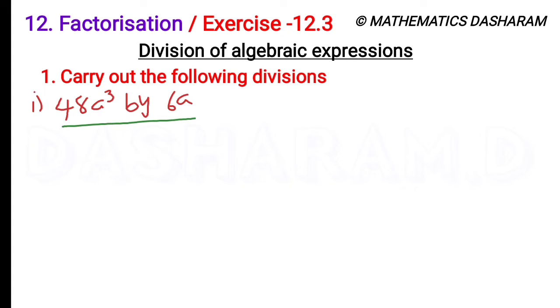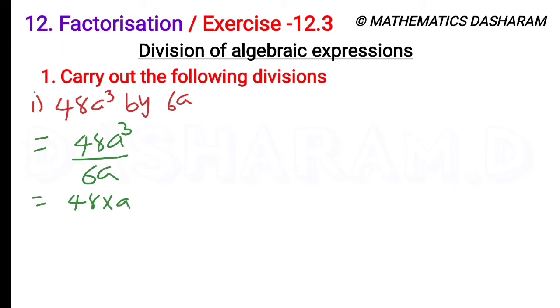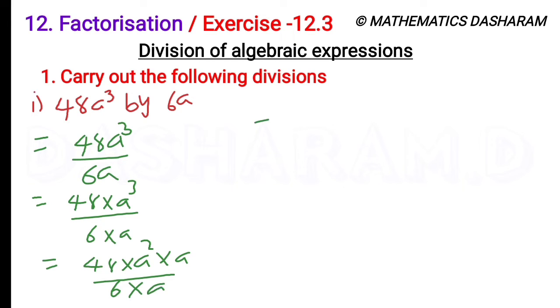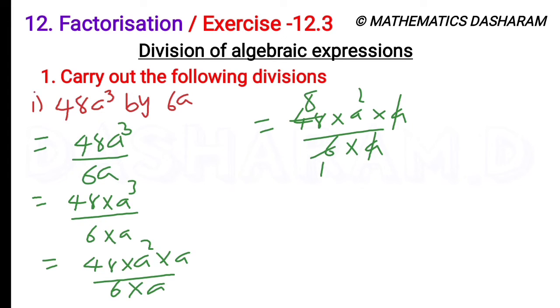First question, 48a cube by 6a. Here "by 6a" means a fraction. So 48 into a cube divided by 6 into a. I am writing 48a cube as 48 into a square into a, divided by 6 into a. Here a cancels. 6 ones are 6, 6 eights are 48. So 8a square is the answer.